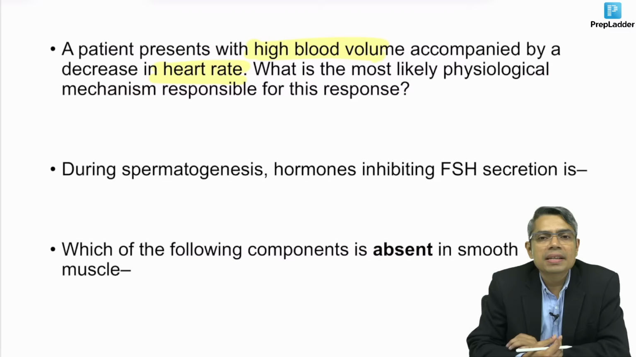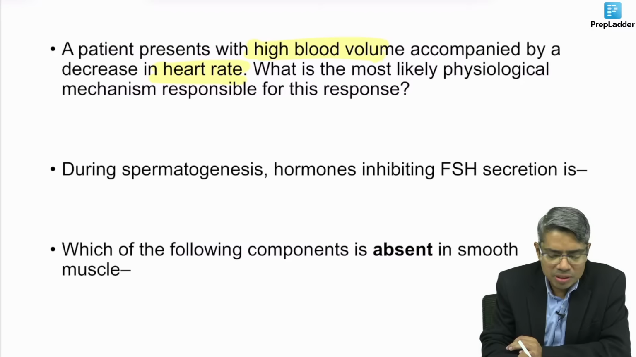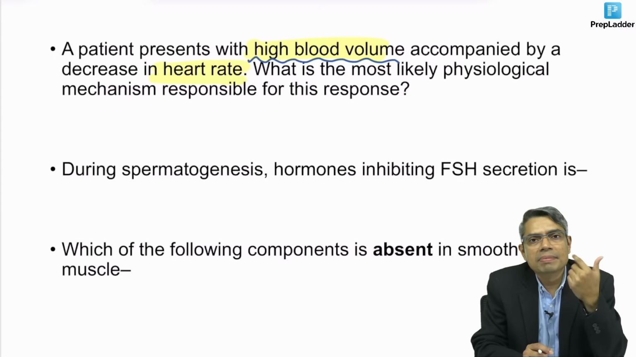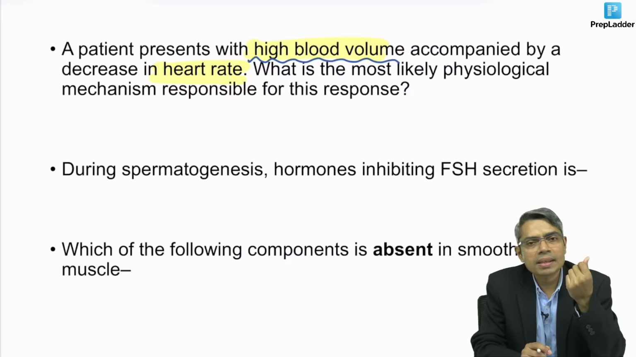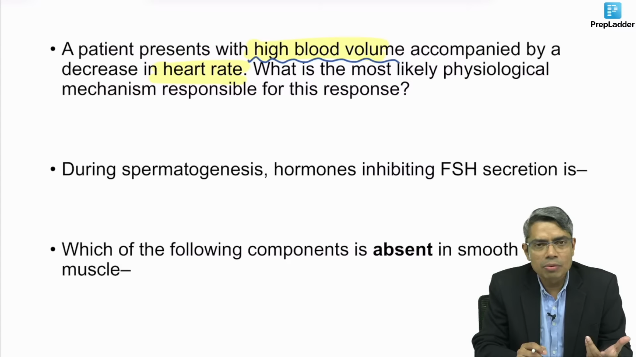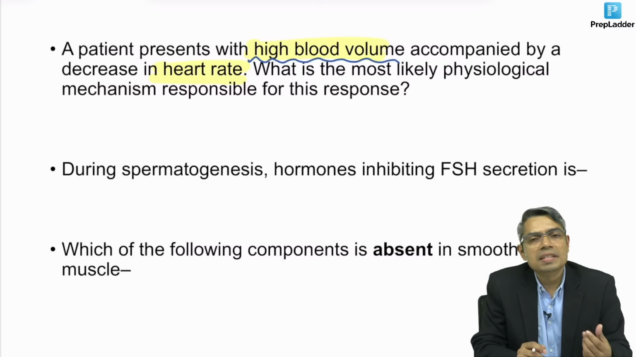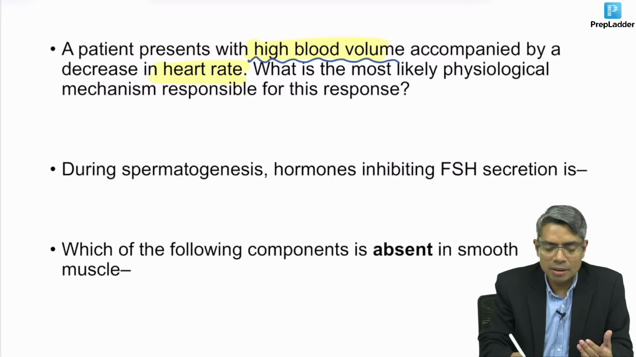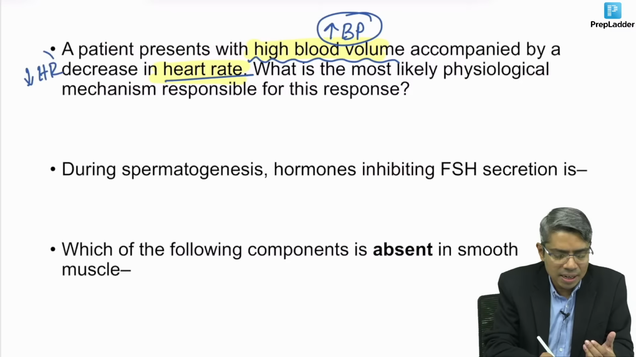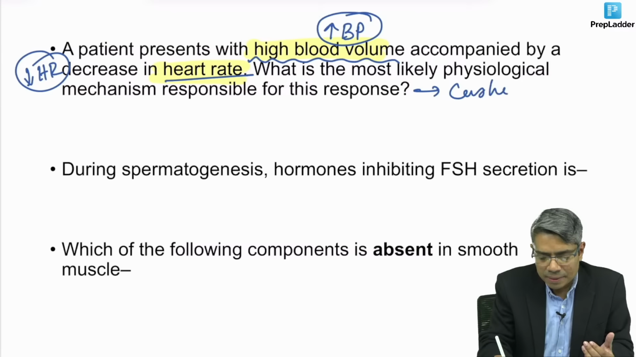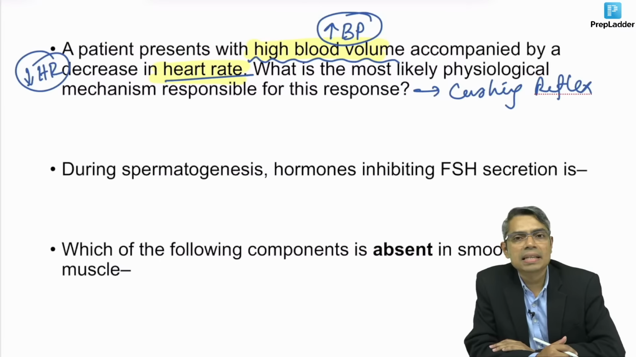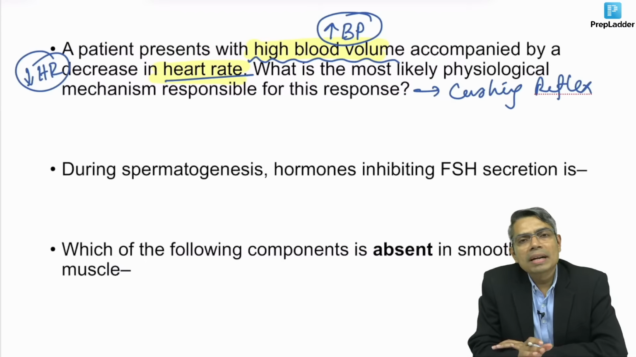So, this is typically Cushing, but here they say high blood volume, which is not the actual thing. High blood pressure should be there, because in Cushing reflex, the high blood pressure is because of increase in intracranial tension. That increase in intracranial tension will produce a response known as the CNS ischemic response, and that will increase the blood pressure. So, that should actually be increased blood pressure with decreased heart rate. With decreased heart rate, the answer will be Cushing reflex. But if the question is high blood volume accompanied by a decrease in heart rate, you have to look at what options they are giving.